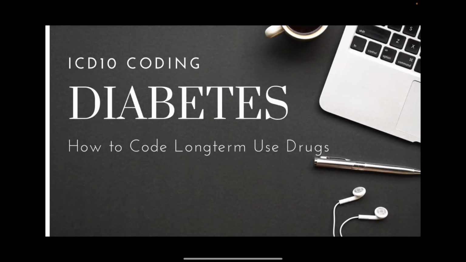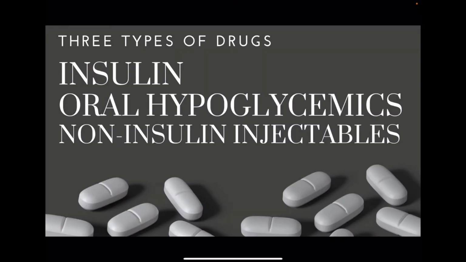Well, hello everybody. It's Angie the Coder, and today we're going to be talking about diabetes. Specifically, we're going to be talking about how to select the correct ICD-10 code when the patient is on a long-term diabetic medicine. And those three types of drugs are insulin, oral hypoglycemics, and non-insulin injectables.